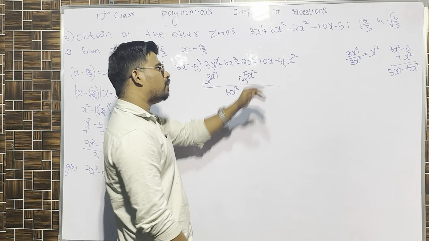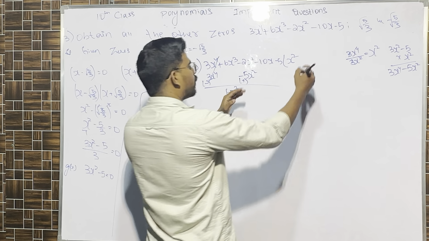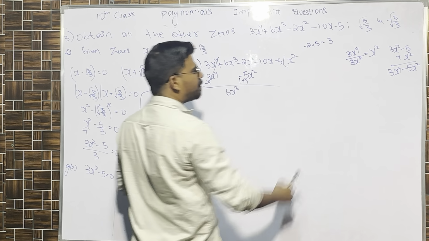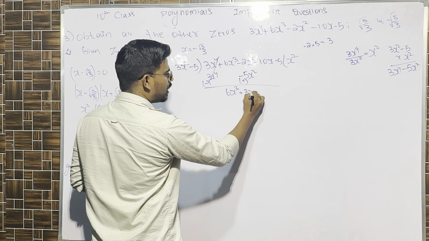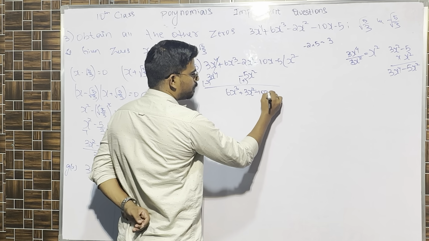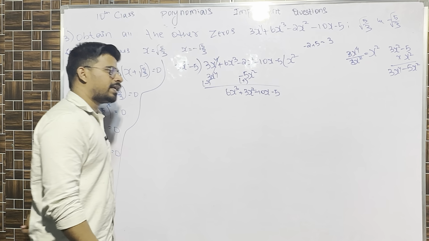If you know the value, directly write it. Otherwise, what did I say? Remove x square for some time and look for the coefficient. It is minus 2 plus 5, which is nothing but plus 3. So this is plus 3x square, minus 10x minus 5, same.